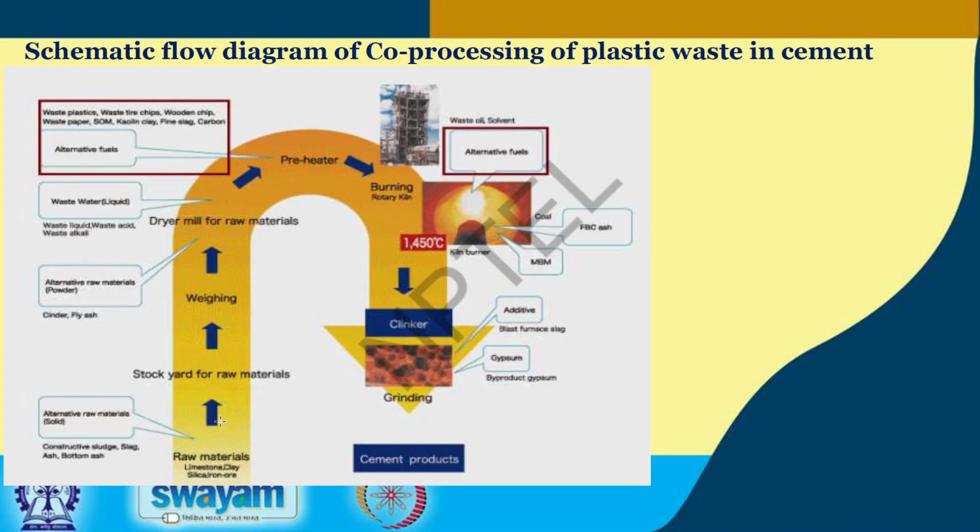We need energy in different parts of cement production. Raw material, clay and stone, will come. Then stockyard, drying mill, preheating, burning, and clinkers will be formed. This is the cement manufacturing process. Lime and clay will be added along with silicon, and it will be heated at high temperature to produce cement clinkers that will be ground into cement powder. Everywhere here we need high temperature, around 1500 degrees. So everywhere we can give plastic waste as an input in the cement kilns.